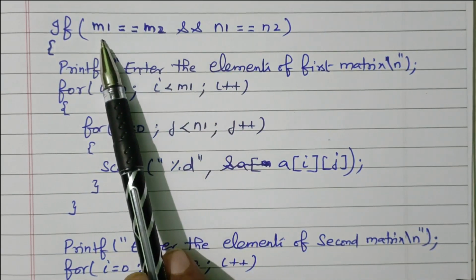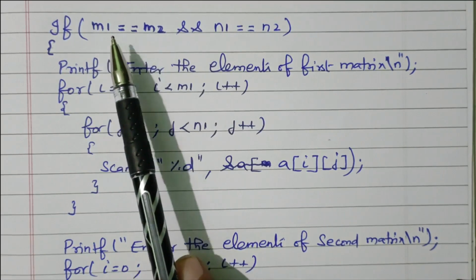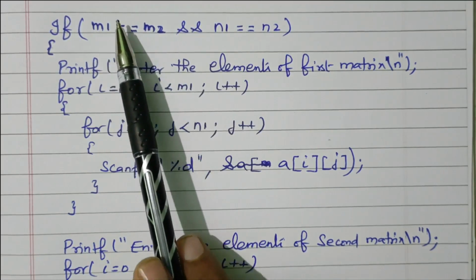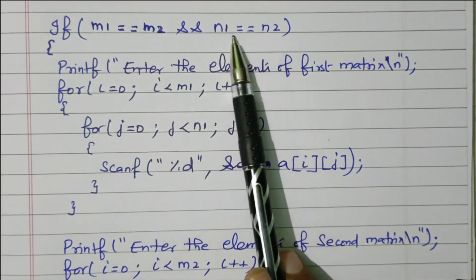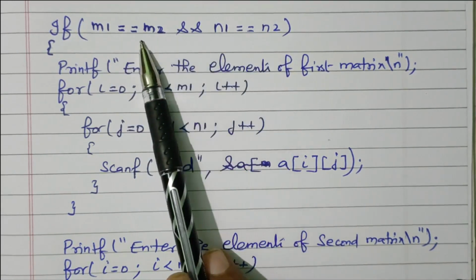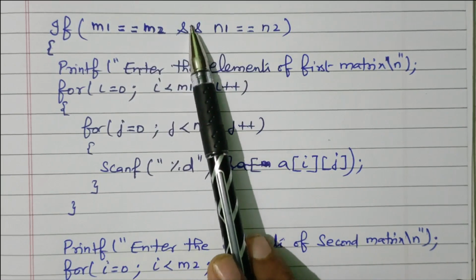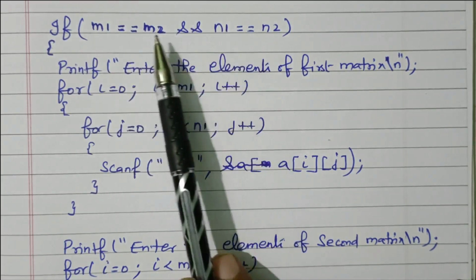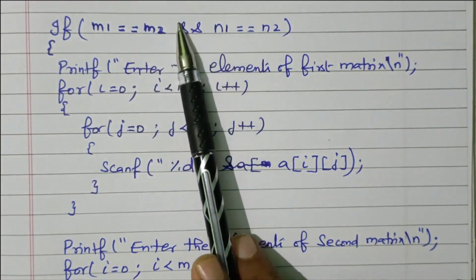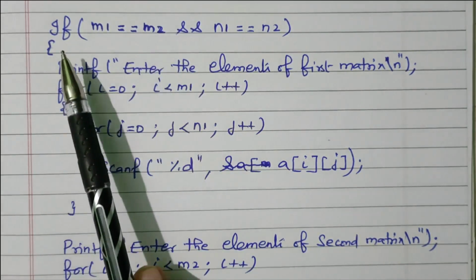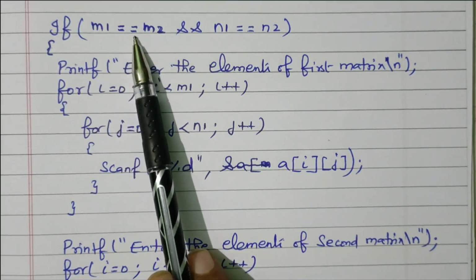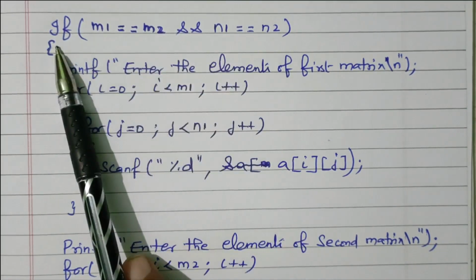Right. So it will check M1 is equal to M2. If both are equal, it will return 1. N1 is equal to N2. If both are equal, return 1. 1 and 1, it will return totally 1. If any one condition is false, it will return 0. Then it will go to the else part. This is the if part. So if both conditions are true, it will go inside.